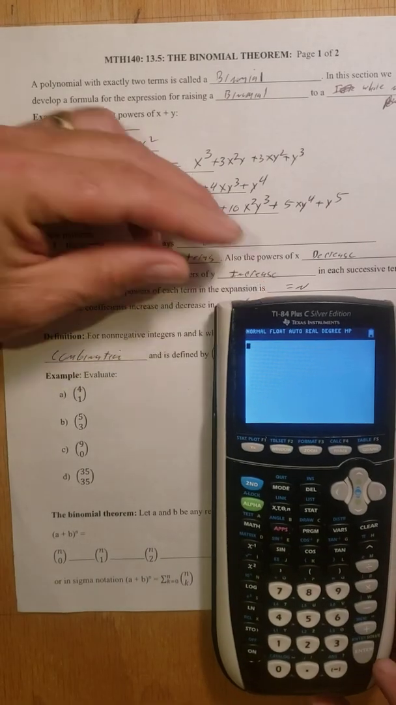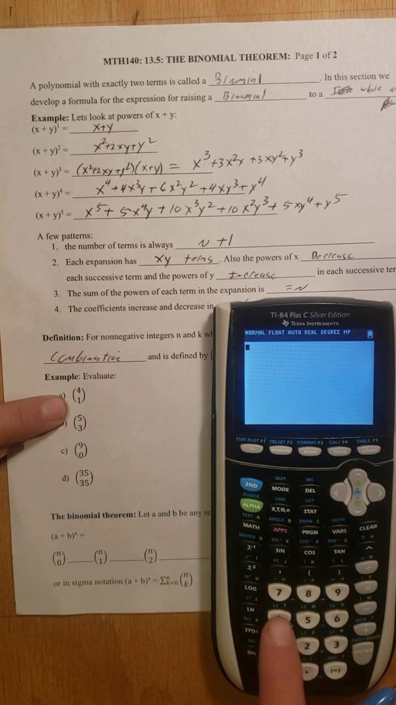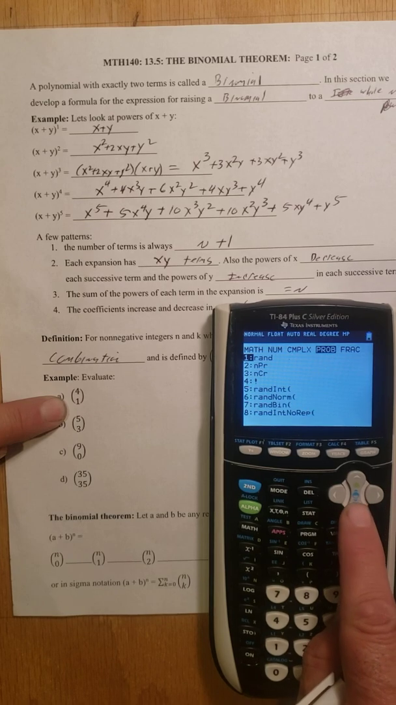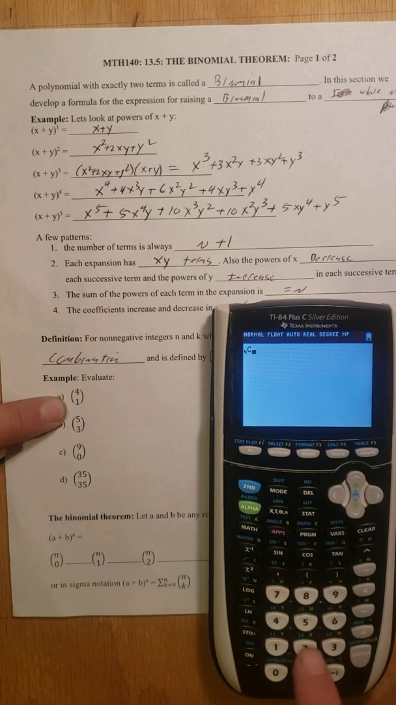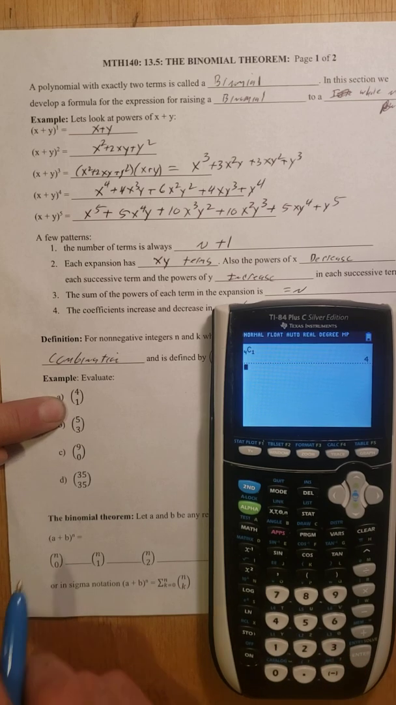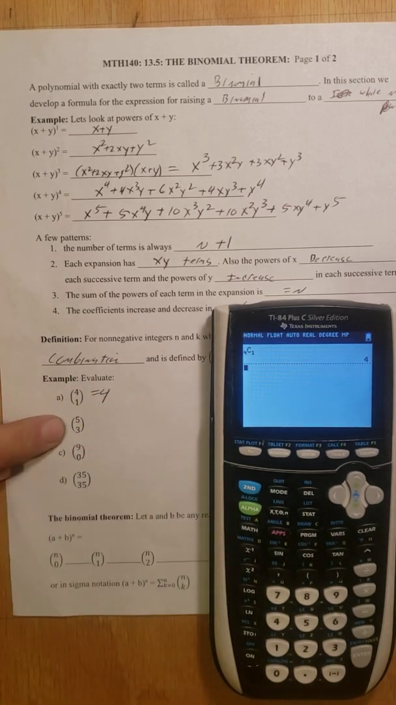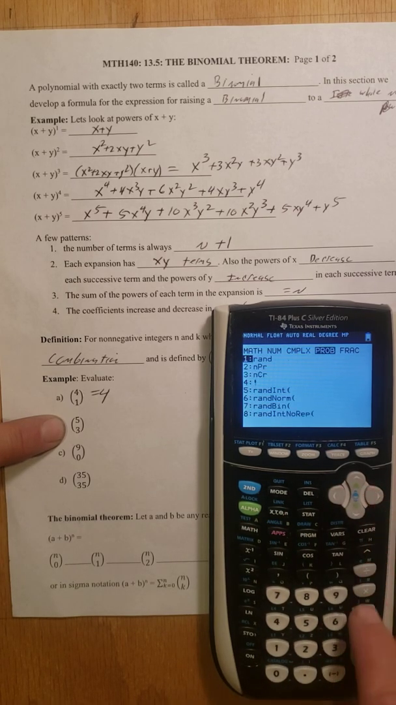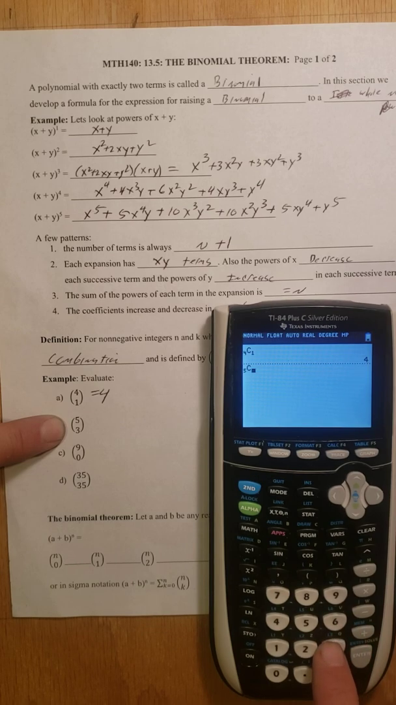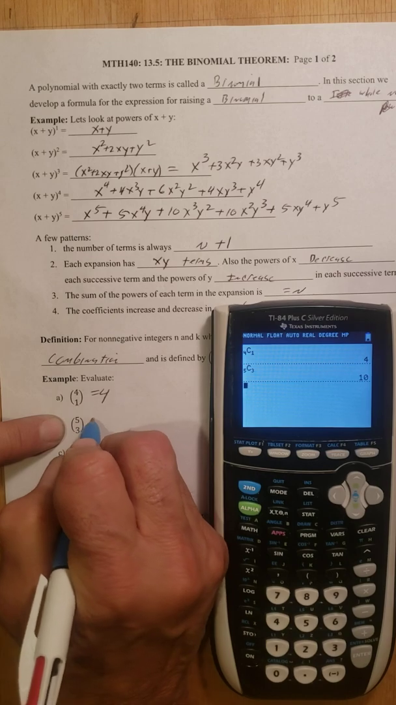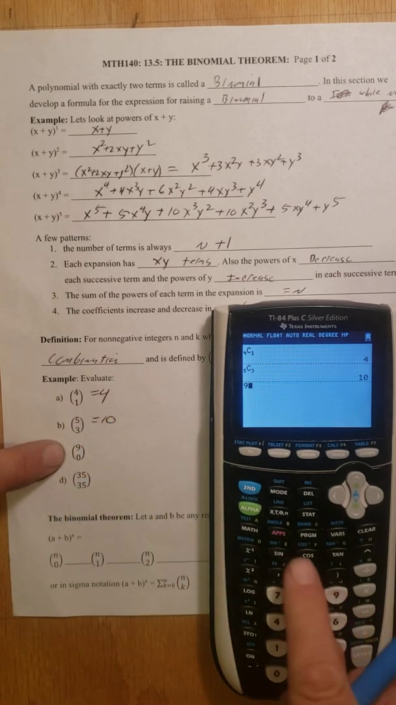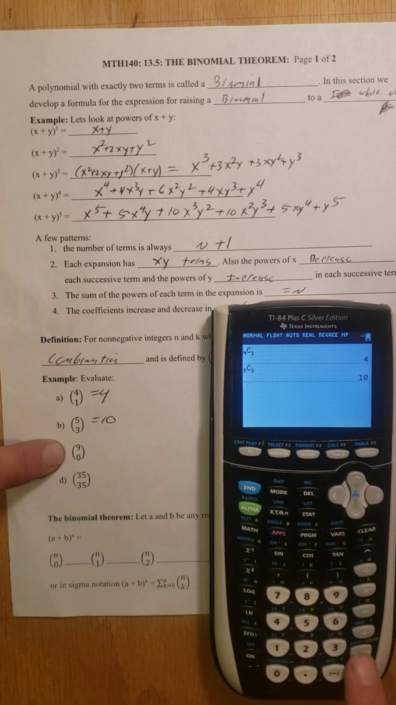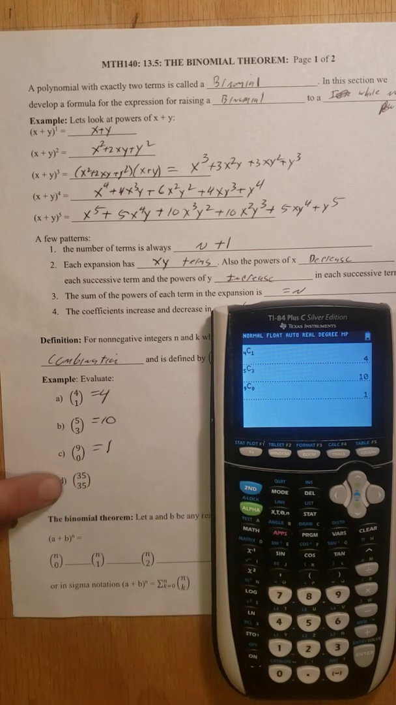So let me just do a few of these. How would I do 4 choose 1? So I would go 4, and then I hit the math key, and I come over here to probability. Choice 3 is the combination. So if I do 4 choose 1, I get 4. If I do 5 choose 3, it's 5, math, come over to probability, choice 3, so it's 5 choose 3, I get 10. What is 9 choose 0? 9, math, move over to probability, choice 3, choose 0, it equals 1.